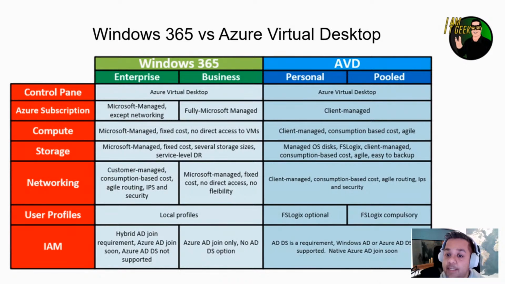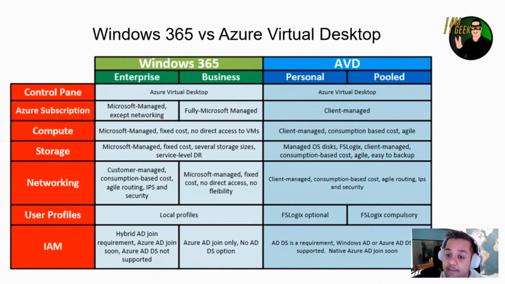From a compute perspective, with both the enterprise and business for Windows 365, it's Microsoft managed, it's a fixed cost, and you have no direct access to the virtual machines. That's a massive thing. Whereas for Azure Virtual Desktop, it's managed by you, the client. You have access to those VMs. It's a consumption-based cost model. It's agile. You can automate. You can turn machines off when you're not using them. You can scale in. Well, you can scale it out with both, I suppose. That's a bad example.